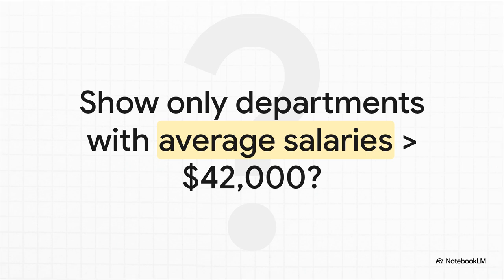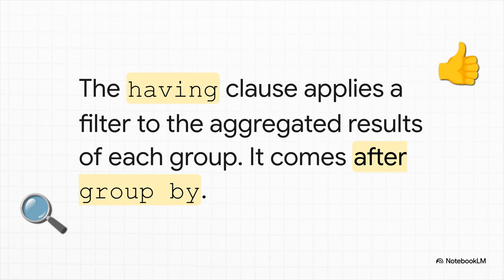And this is where a lot of people get tripped up. Your first instinct might be to use a where clause, but you can't. A where clause just doesn't work on the result of an aggregate function like avg salary. So what do you do? You use the having clause. This thing was literally invented for this exact scenario. It always comes after your group by, and its whole job is to filter the results after all the grouping and aggregating is done.